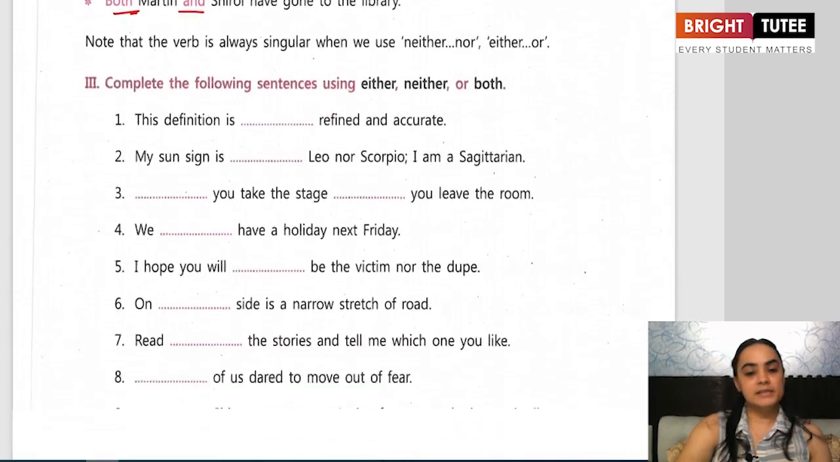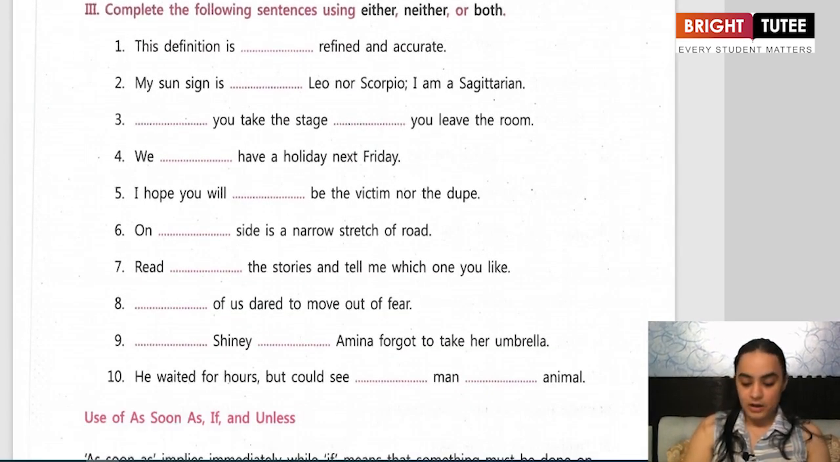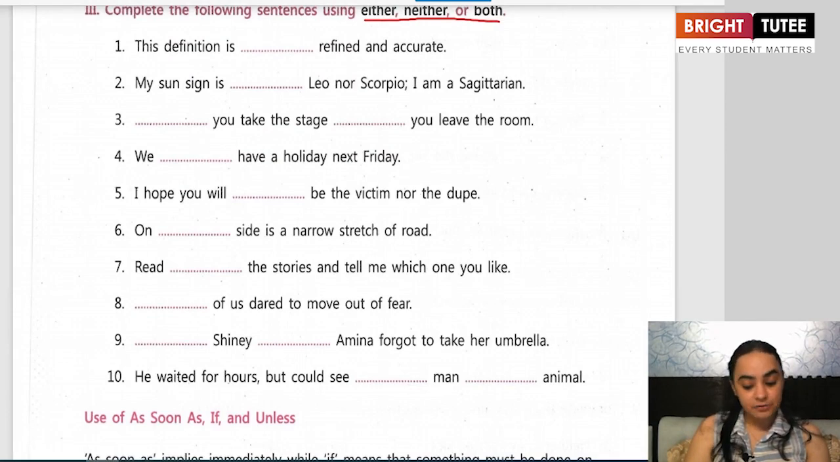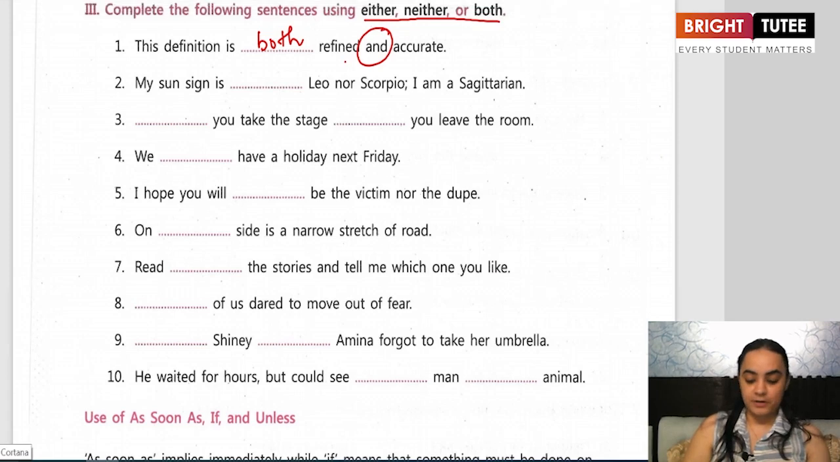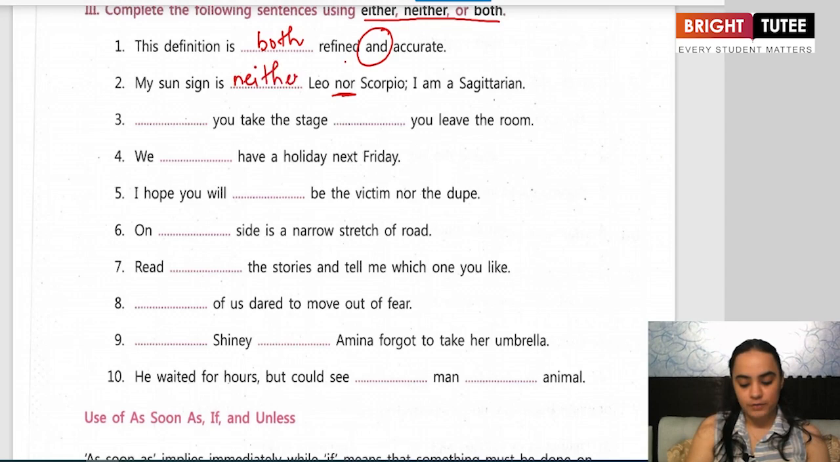Okay? Let us look at the question now. Complete the sentences using either, neither or both. This definition is refined and accurate. And is here. Remember I told you and is used with both. So this definition is both refined and accurate. My sun sign is dash Leo nor Scorpio. I am a Sagittarian. Nor. With what do we use nor? We use nor with neither.